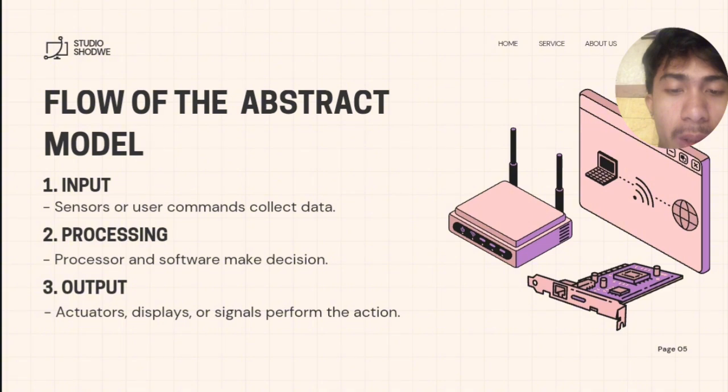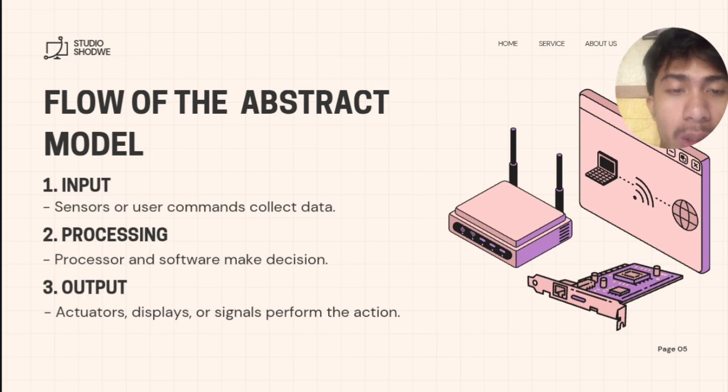And the second is processing. This is the brainwork of the embedded system. It actually happens in the microcontroller or processor, but it is not just hardware, it is also controlled by software or a program. The processor takes the input data and interprets it. Then the software decides what action should be done.